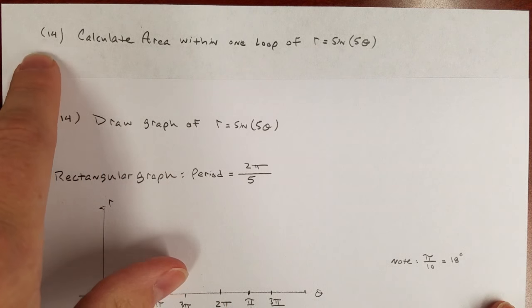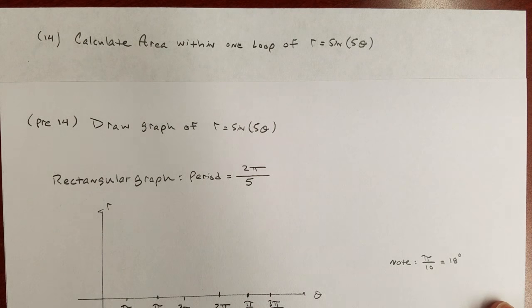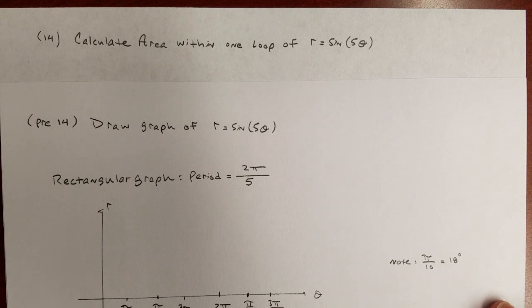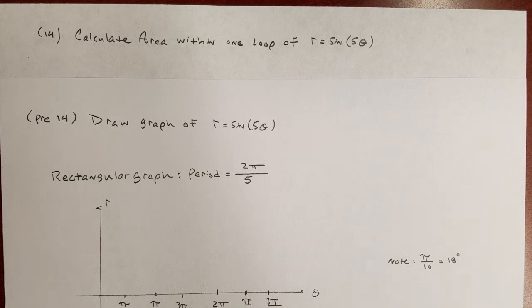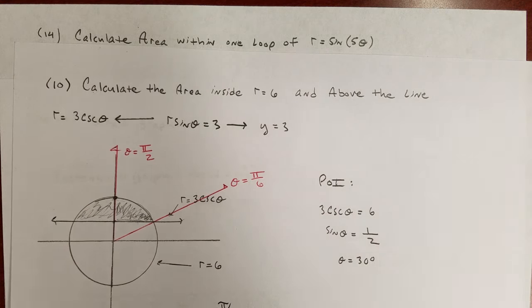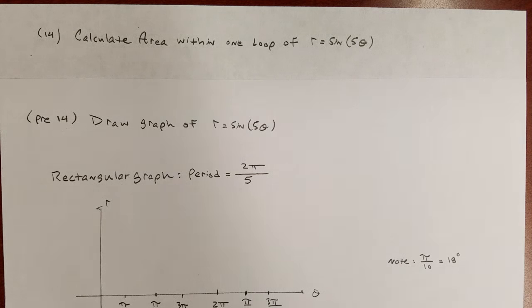But it was 14. That was the last one I wanted to do. Calculate the area within one loop of the graph r is equal to sine 5 theta. And to do that, we need to know what a loop looks like, and just like anything, it's a little bit hard to do this problem if you have no clue what you're looking at.